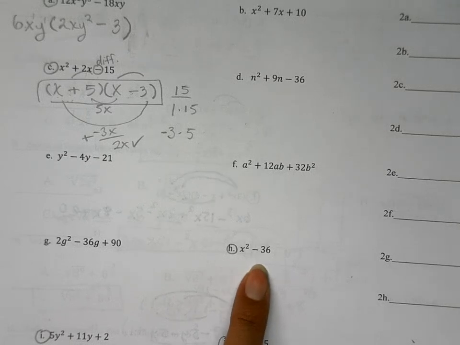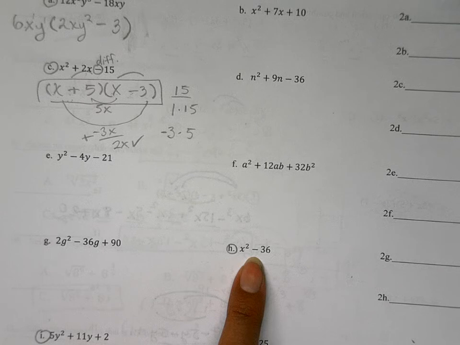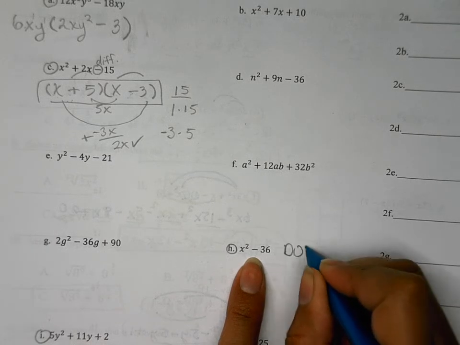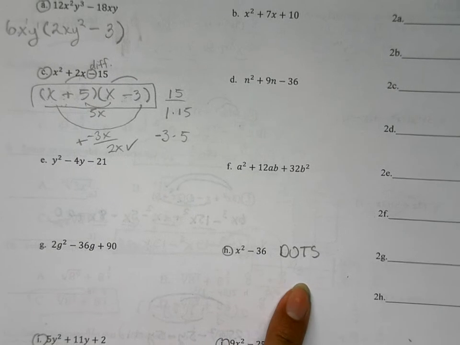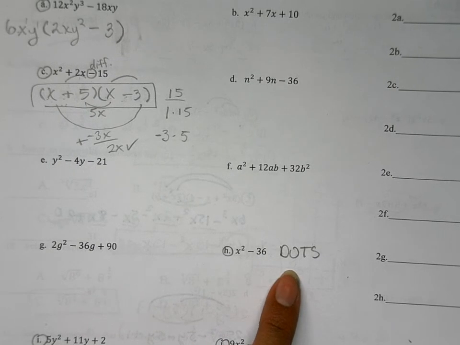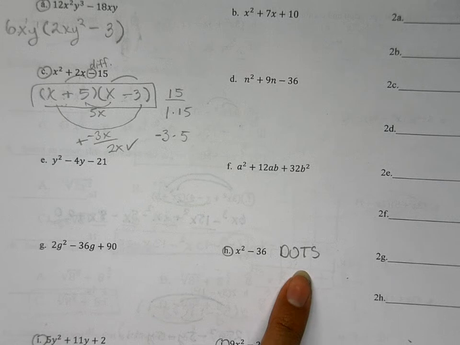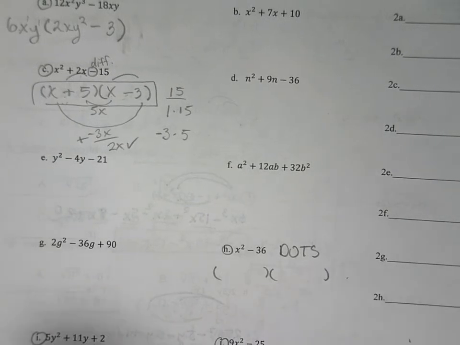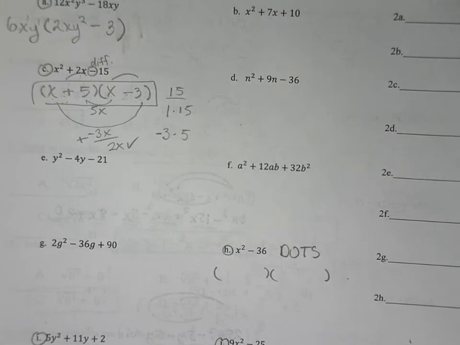H. Is there a GCF? No. How many terms are there? Two terms. What do you notice about x squared and 36? They're both perfect squares, and what sign is in the middle? Does anybody remember what this is called? I'll give you the letters we used. What was it? Difference of two squares. Do you guys remember that? That's difference of two squares.